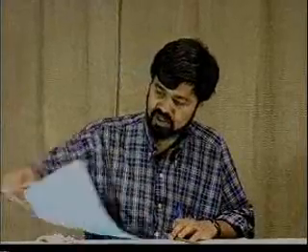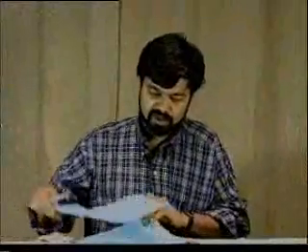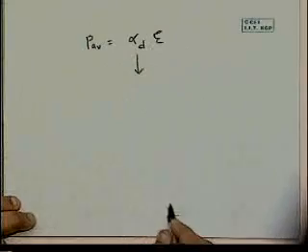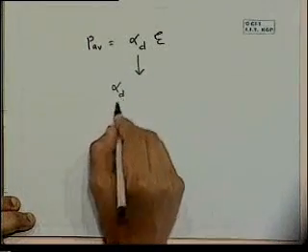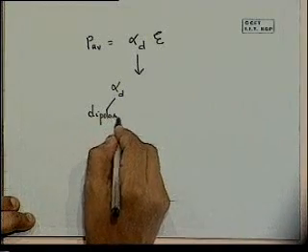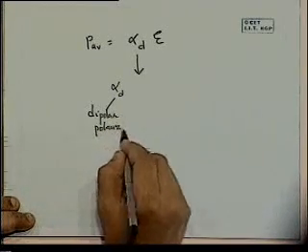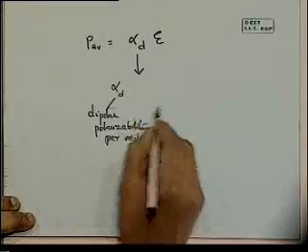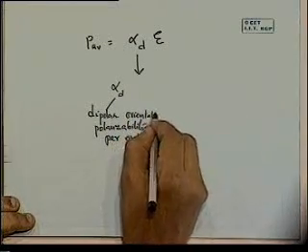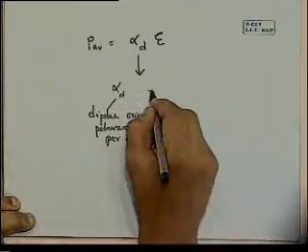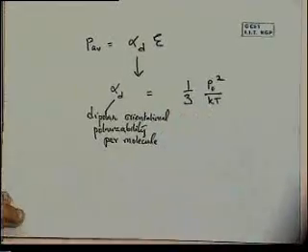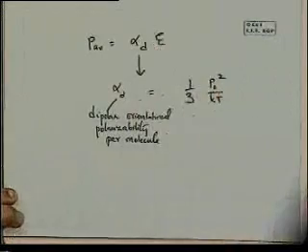We can use this, and by comparison with the previous cases, we can then write P average is equal to alpha D times E. Comparing with the previous equation, alpha D, which is the dipolar polarizability per molecule, strictly the dipolar orientational polarizability because it is related to orientation, is simply 1/3 p naught squared by kT, times the E here. That's what we had written earlier.